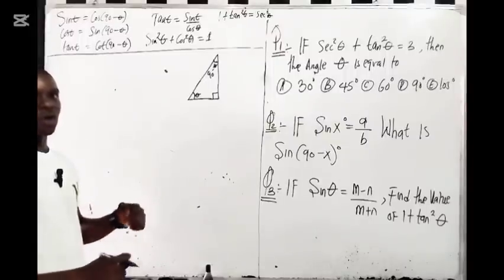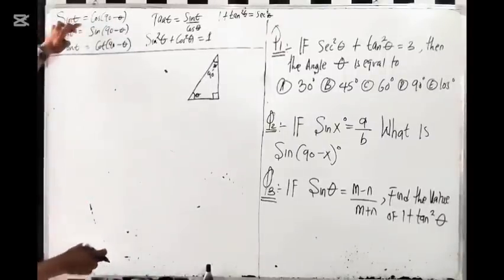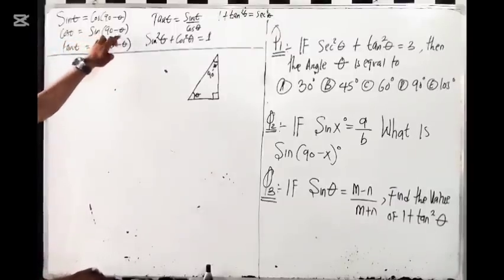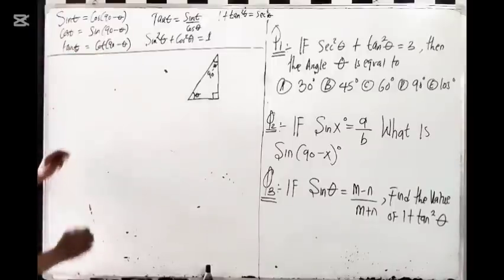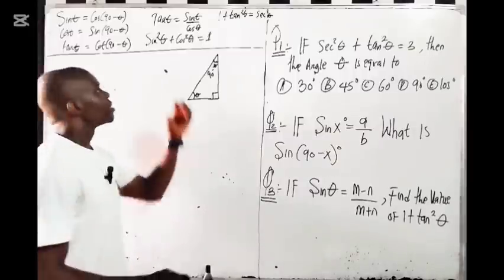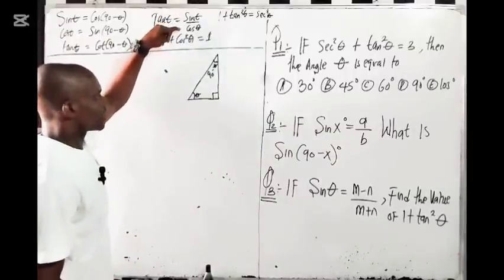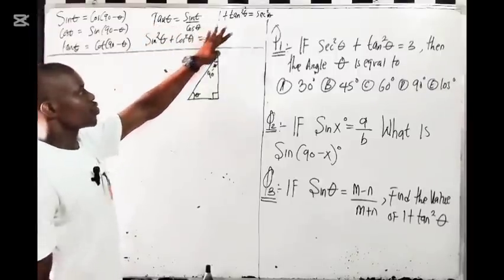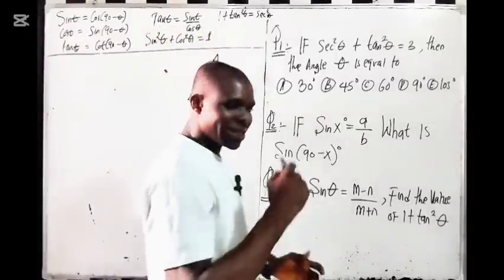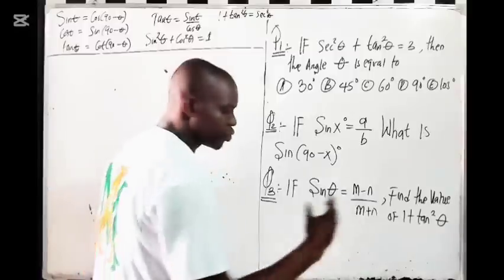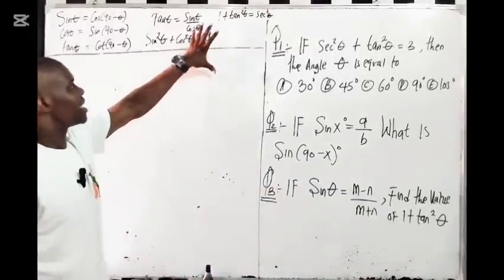In trig identities or complementary angles here, sine theta equals cos(90 minus theta), cos theta equals sine(90 minus theta), and tan theta equals cot(90 minus theta). We also established that tan theta equals sine theta over cos theta, and sine squared theta plus cos squared theta equals 1. We also derived this one here. So these are the things we are going to use in this class. These are parameters we are going to use in this class. This is what we did in our last class.